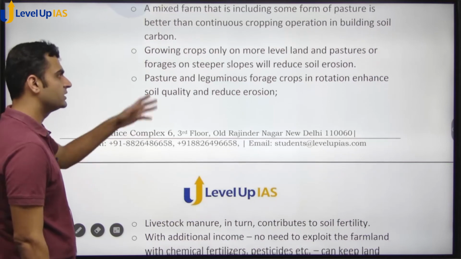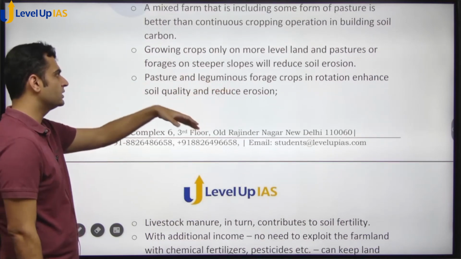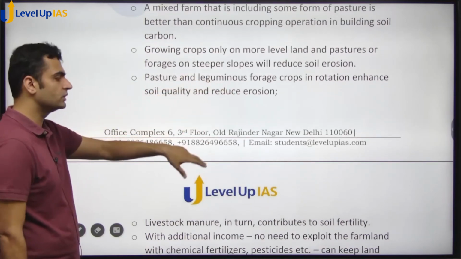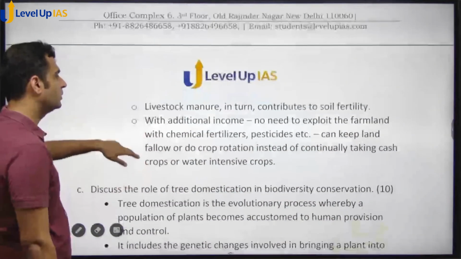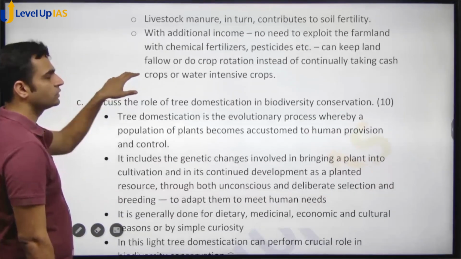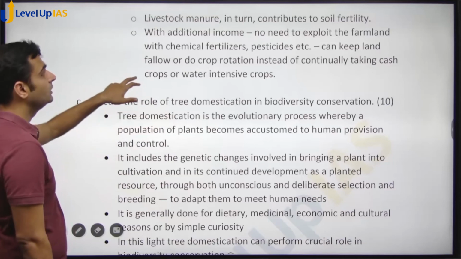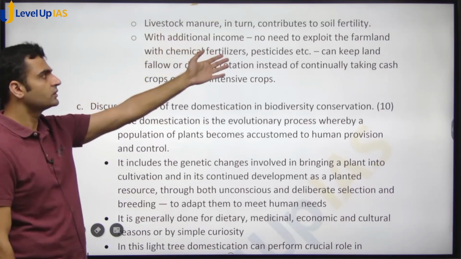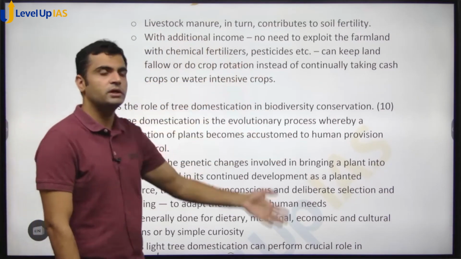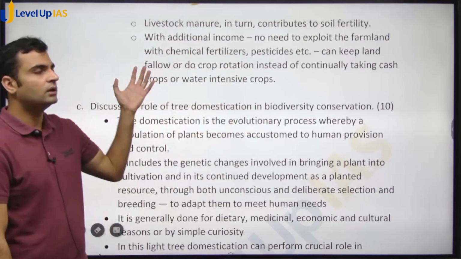Right. Pastures and leguminous forage crops in rotation enhance soil quality and reduce erosion. Same thing, leguminous crops we have to take as feed stock for livestock. Livestock manure, of course, will lead to soil fertility. You can use them as fertilizers.